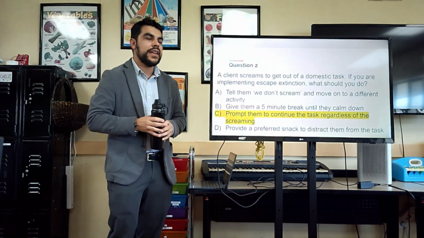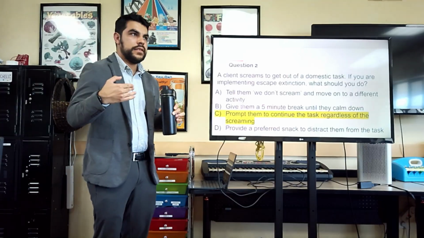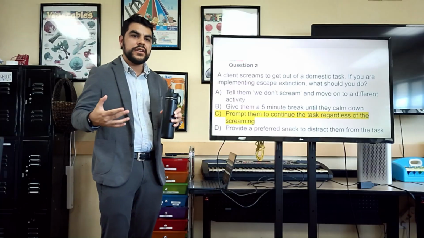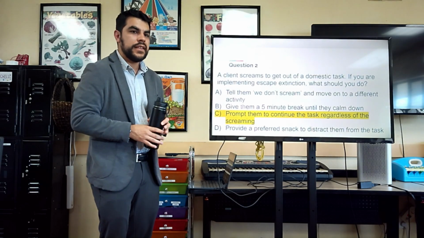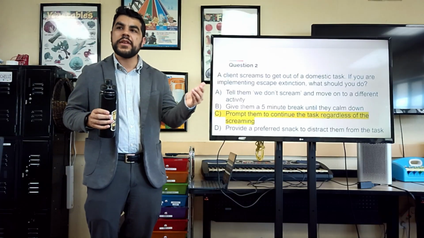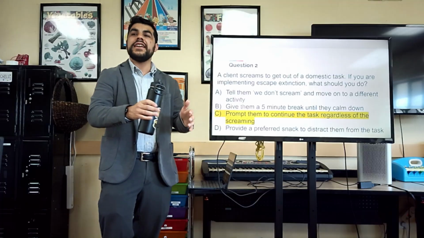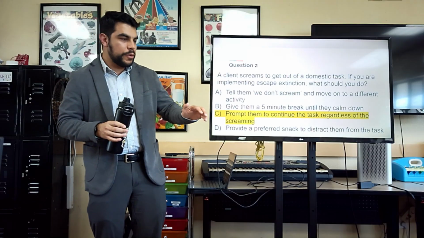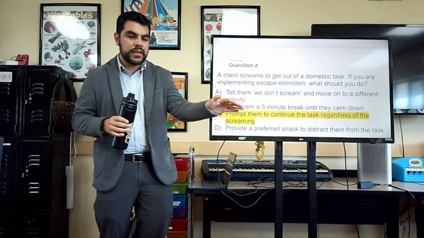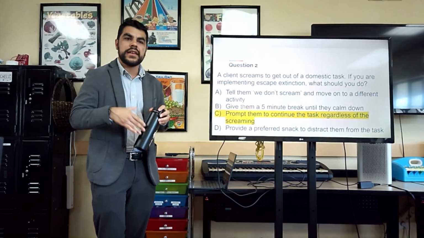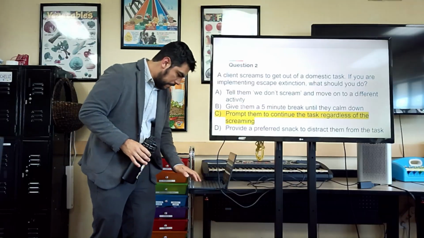Prompt them, implement demand fading, so it's something that is easier and more approachable for them to complete. Like the example we looked at last week, let's say we requested for them to wipe down their table. Well, maybe wiping down the whole thing is just too much for them. So we just start off with requesting just one corner of the table and then gradually increase the demand as they demonstrate cooperation. Good.